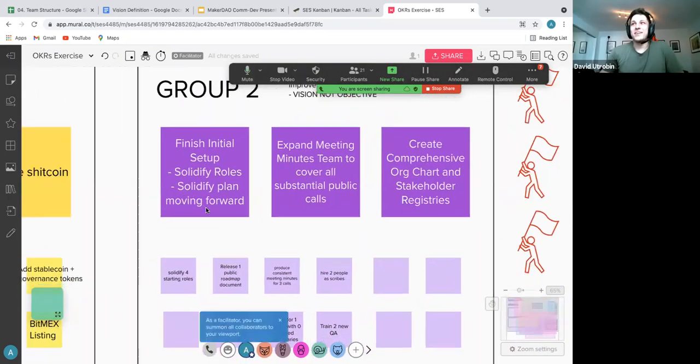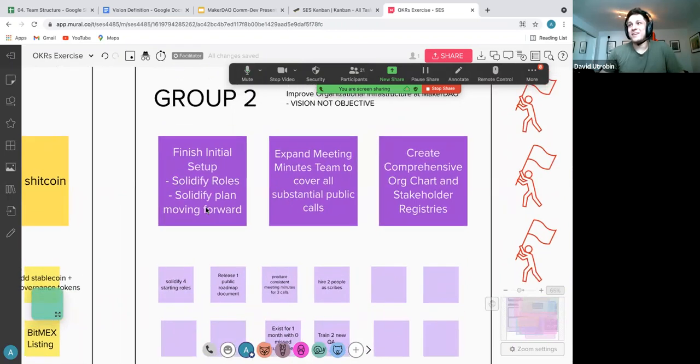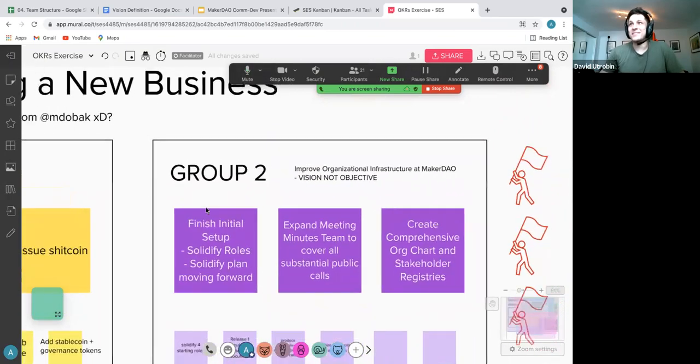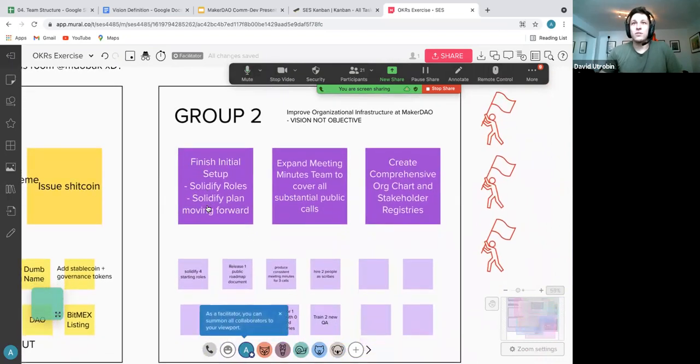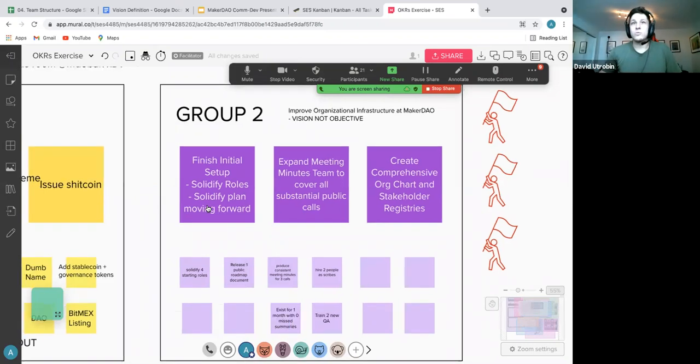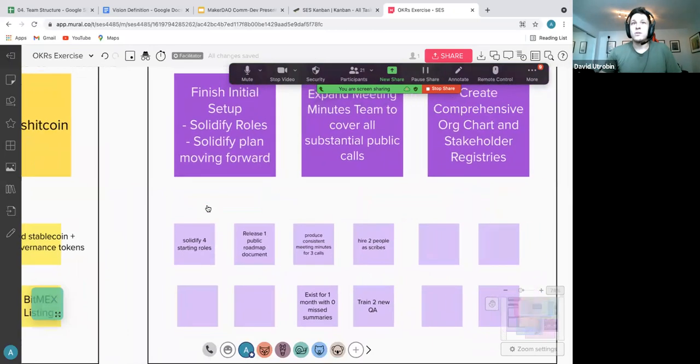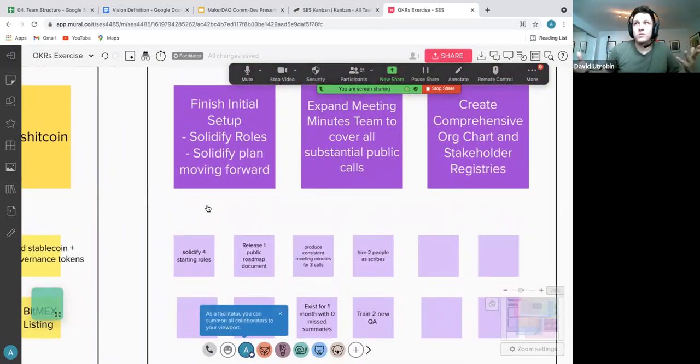I could speak for our group. I kind of hijacked this group because I am in the middle of putting together a core unit, and this was the perfect theme because it's basically like starting a new business. We started off with 3 objectives. The first was to finish the initial setup, solidifying roles and our plan moving forward, like a medium-term roadmap. This was challenging because it was really hard to make it measurable. So I guess solidify the 4 roles of our initial plan, or release one public roadmap document. I didn't really understand whether OKRs are fine with 0 or 1 rather than performance-style metrics, but rather just whether the task is done or not.